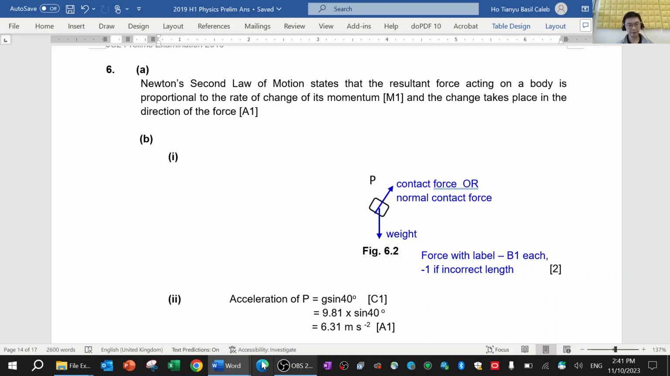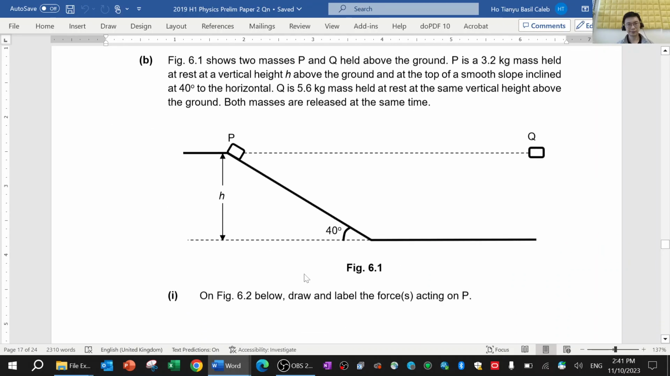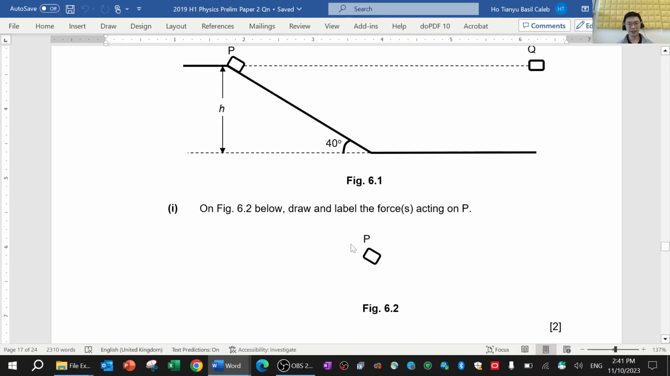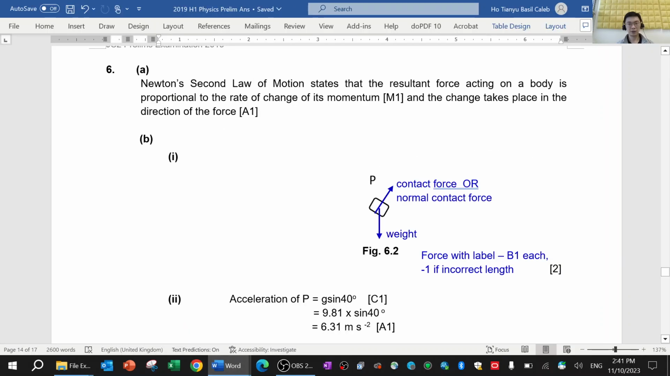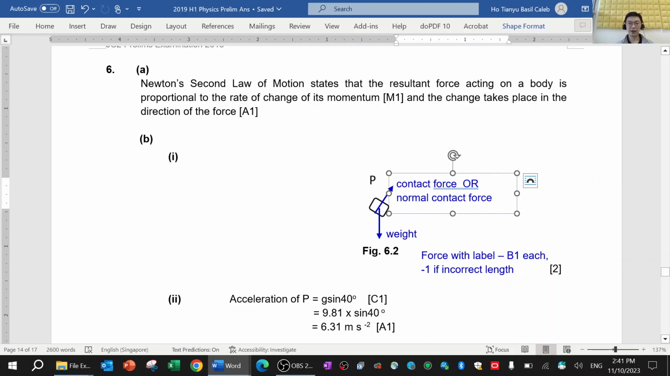So next, 6b part 1. Draw the forces acting on P. Okay. So remember, one of the key things when you're drawing a free body diagram is to label the forces in full, the name in full. Don't just leave it as W or N, right? So here, the answer given by TMJC was contact force. I think it's fine if we call it normal contact force also.